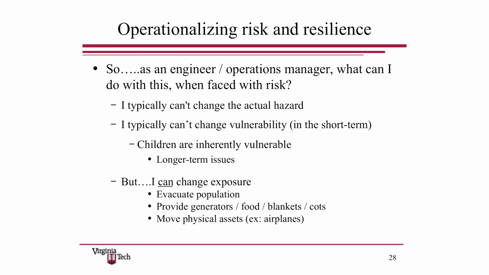I'm not going to change the probability that a hurricane is going to occur. Some things maybe, if I'm looking at responding to terrorism, maybe I can do things to mitigate and change the likelihood that that could happen. But for natural disasters, I'm not going to have an impact on the hazard likelihood. I'm really not going to have an impact on vulnerability in the short term. I can't change the number of elderly people that are currently living in that village when the hurricane's about to show up. I just don't have control over that.